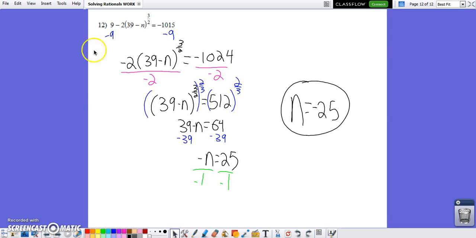In the piece de resistance, I'm going to subtract 9, and then I'm going to divide by negative 2. Isolating the thing with the exponent, take the reciprocal power of 3 halves, then 512 to the 2/3 is 64. Subtract 39 gets me negative n equals 25, and then divide by negative 1, get me negative 25.